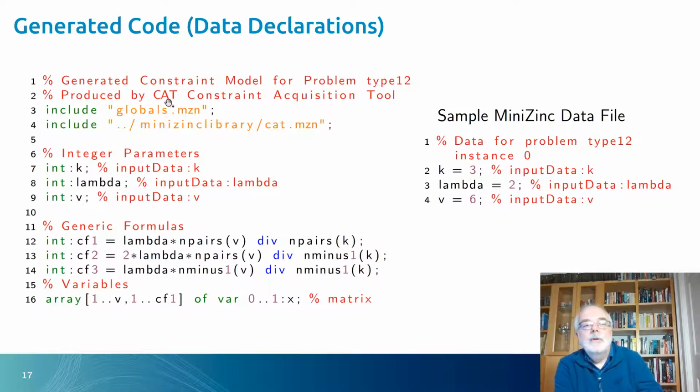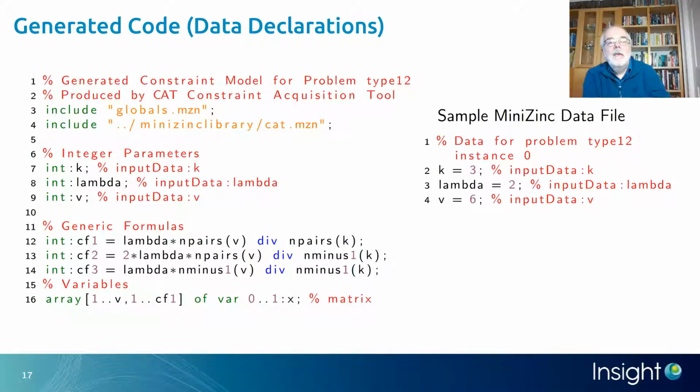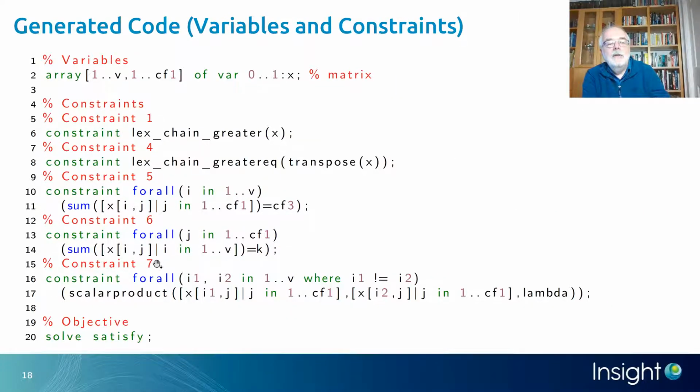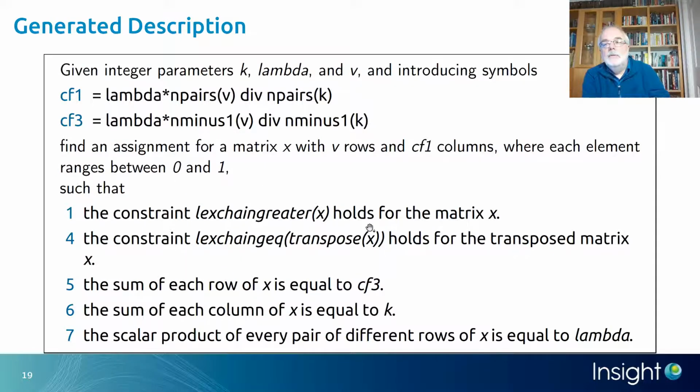This is the generated code. Here we have the data description, and here we have the data file. That's fairly simple because we only have these three parameters here. We are using a little bit of a custom extra program for CAT, which introduces some of the functions like n pairs that are not predefined in MiniZinc, and some global constraints that are not in the globals list of MiniZinc either. And we have the variables and the constraints, and then we have the solve satisfy objective that produces a feasible assignment.